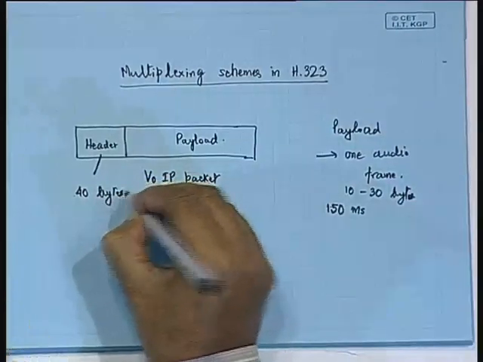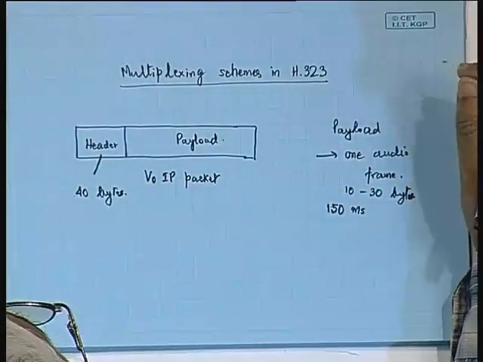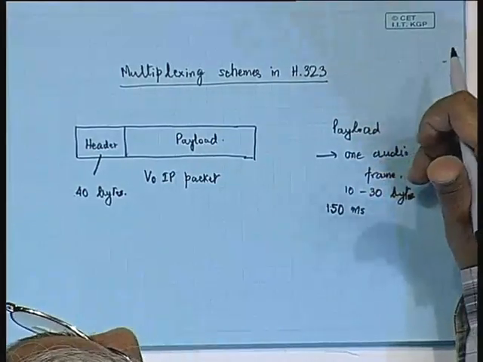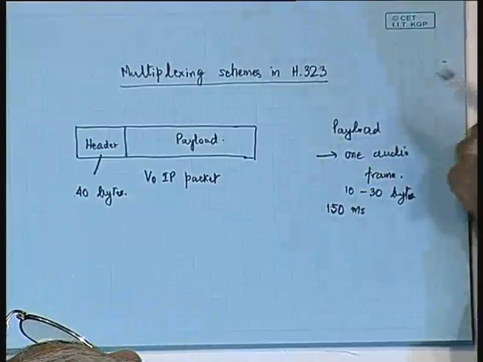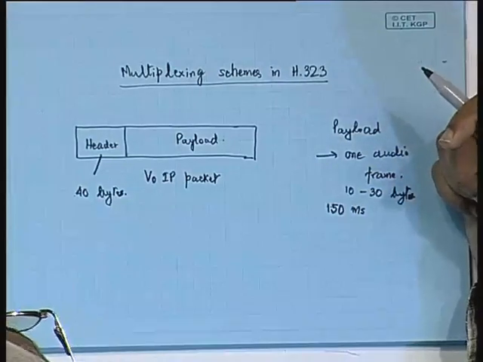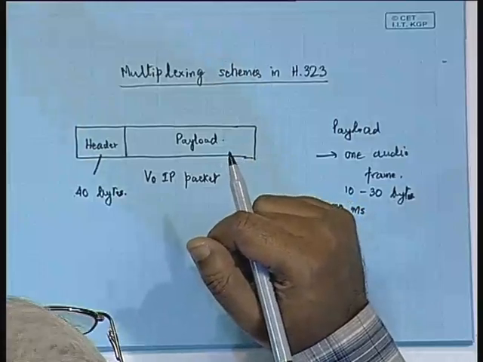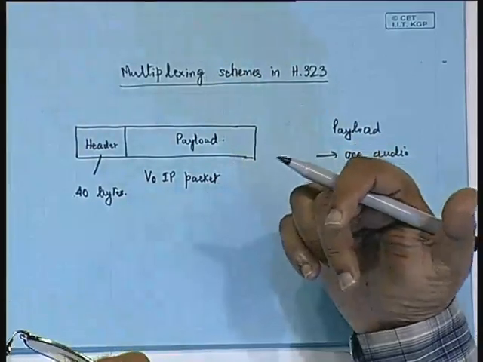So, you can see what the payload efficiency is. The payload efficiency is very small, because taking the worst case, if the payload is only 10 bytes out of a total of 10 plus 40, that is 50 bytes of information, only 10 bytes is payload, and the efficiency is only 0.2. So, naturally we have to think about increasing this efficiency and how we can do that.